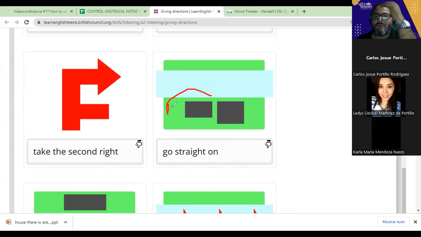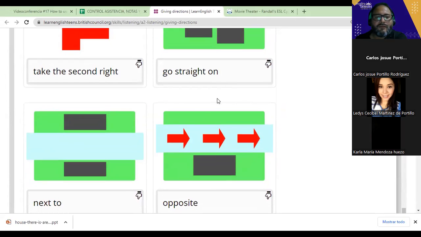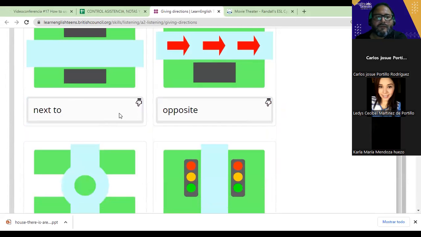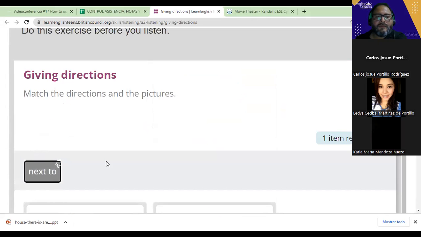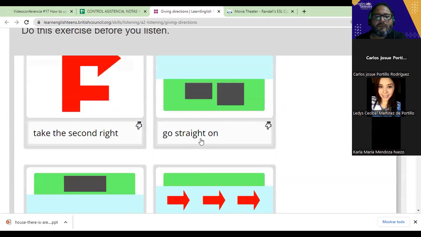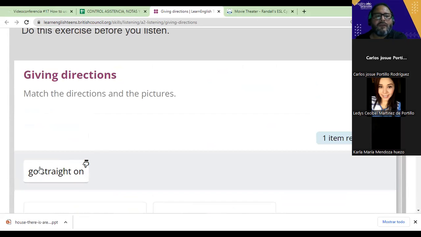Let's imagine that these are two buildings, okay? Imagine the Pollo Campero is over here and the next two. The next right? Let's see, we said next two, right? Next two belongs to this one, you say, right? But if we have next two there, what's going on with go straight on?